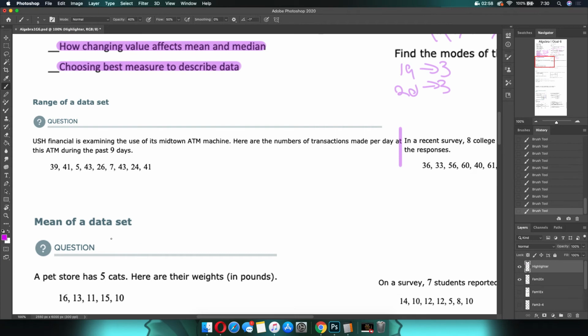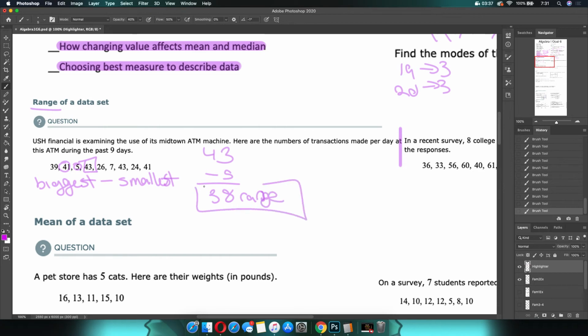Next up, now we want range. Range is one of those ones where kids don't quite recognize what the word does, but once they do, this is really easy, because what you're doing is you're taking your biggest and you're subtracting your smallest. The only hard part sometimes is finding your biggest and smallest. At a glance, I can see that 5 is my smallest. All right, what's my biggest? 41? Nope, 43. So 43 minus 5, 38 is going to be our range.